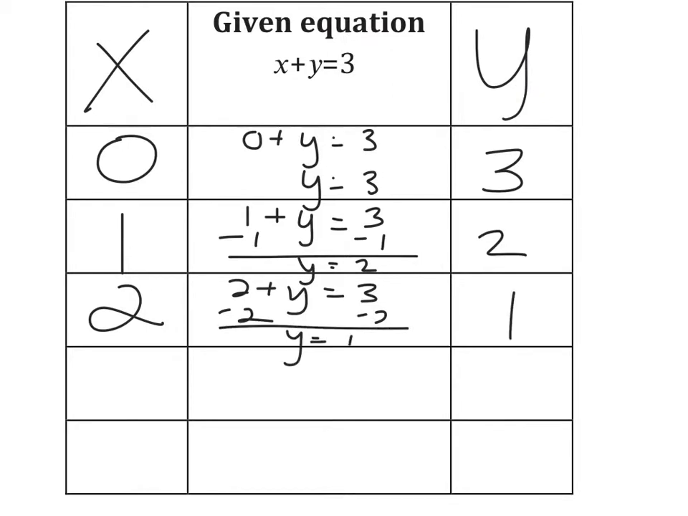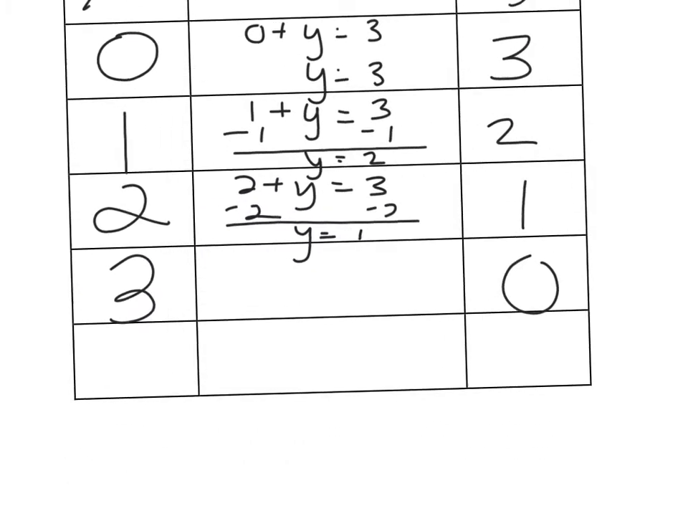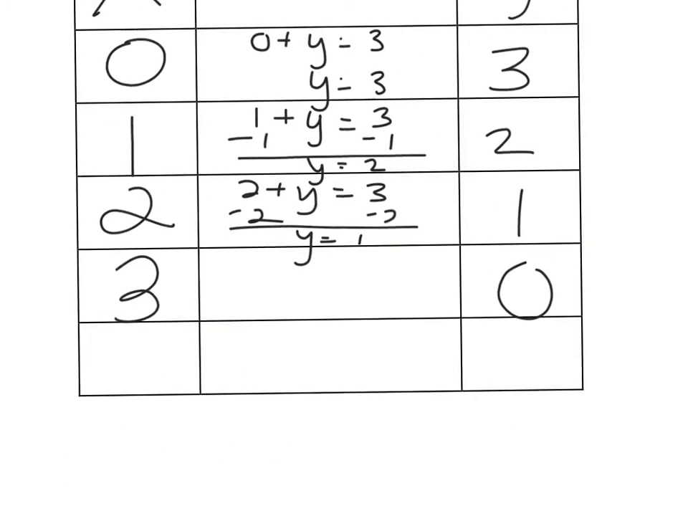Now, if you notice a pattern, the x's are going up by 1, so the next one would be 3, and the y's are going down by 1, so the next one would be 0. So you can keep continuing the pattern. You don't have to show all the work in the table as long as you figure out the pattern. So the next numbers would be 4 and negative 1.